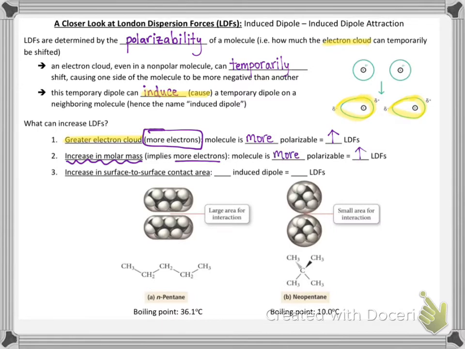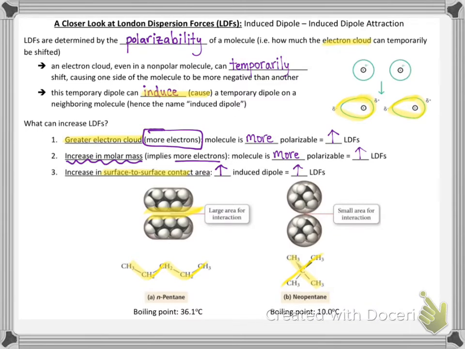There's another interesting way that you can have stronger LDFs even without increasing the number of electrons: if you increase the surface-to-surface contact area. So for instance, there are two different isomers of pentane. One of them is a big long chain, and the other is a central carbon with little CH3 groups coming off of it. Hopefully, it is clear that the long chain has a greater surface area in between, which gives it a greater surface area for induced dipoles. And if you have greater induced dipoles, you have greater LDFs. The change in surface area can have a pretty significant difference.